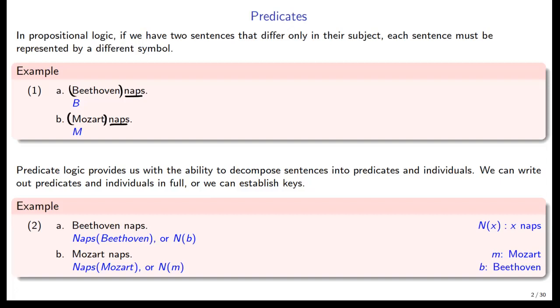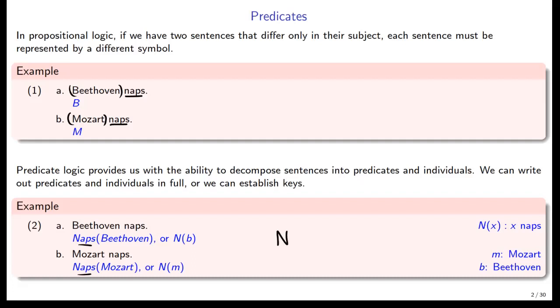So, sort of like functions, well, really predicates are functions. In fact, when we first learned in the course, we learned about these things called characteristic functions or predicates. They're these functions that assign things to be true or false. That's what predicate logic is about. So now what we can do is instead of saying Beethoven naps is B and Mozart naps is M, we can use the predicate as a function itself. So we can say naps is a predicate.